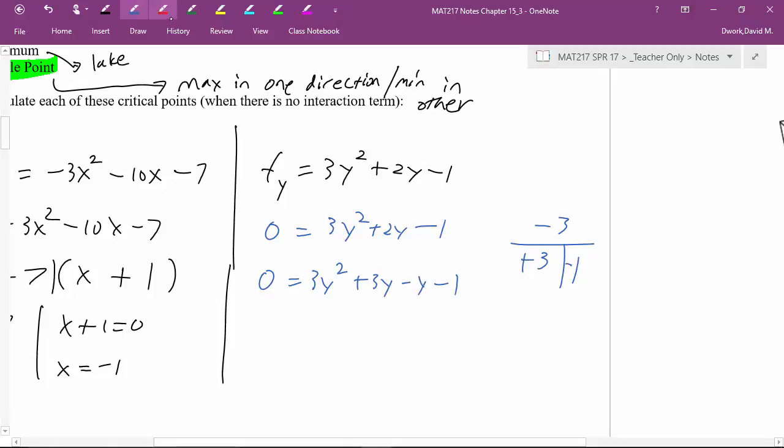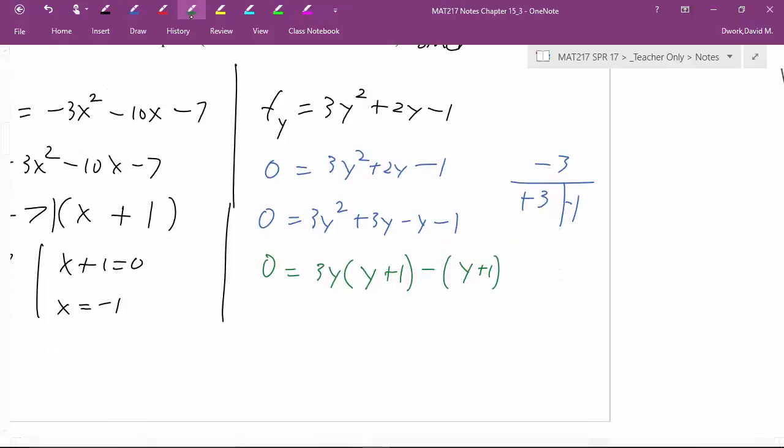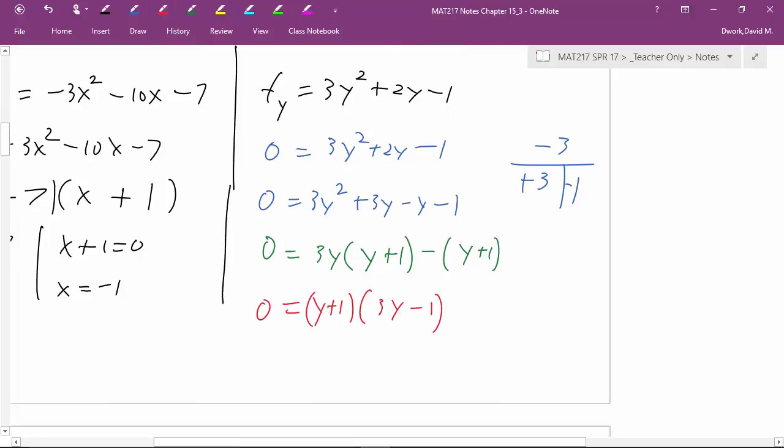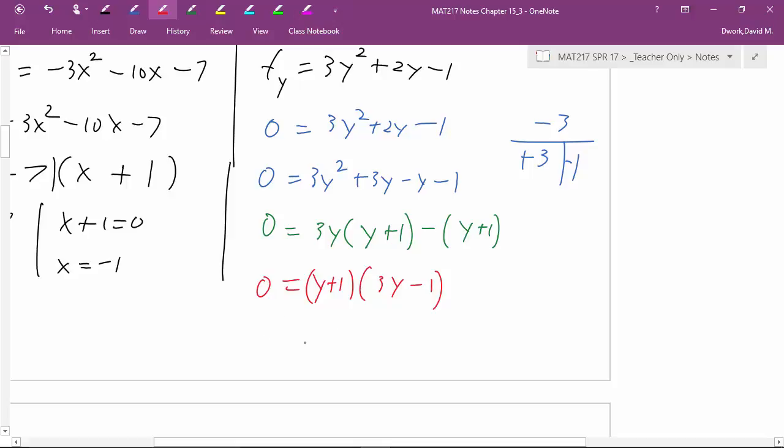So now we group. We're going to factor by grouping. So let's pull out a 3y, which is going to give me y plus 1. Over here, pull out a negative 1, which is going to give me a y plus 1. So now I can factor out both of those, the y plus 1s. So that's going to give me y plus 1 times 3y minus 1, and there we go. So now when I set each of these equal to 0, I'm going to get y equals negative 1, and I'm going to get y equals 1/3.